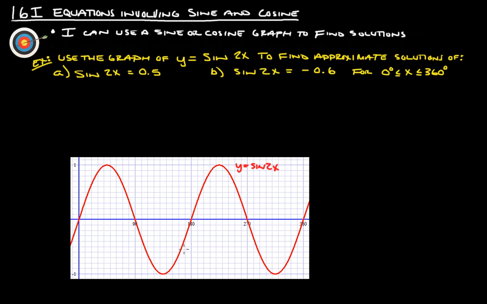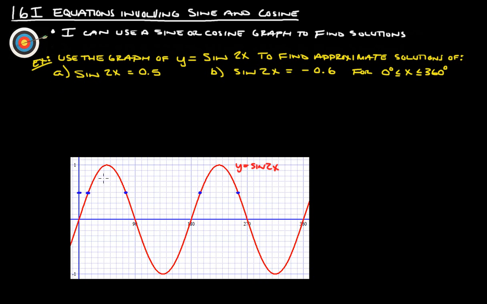So here's the graph of sine of 2x. I want to find 0.5. Here's 1. So let's see, 1, 2, 3, 4, 5. Here is 0.5 right here. So here's 0 and 360. So I want to find all the spots where this graph crosses right here at 0.5. There are my 4 solutions right there.